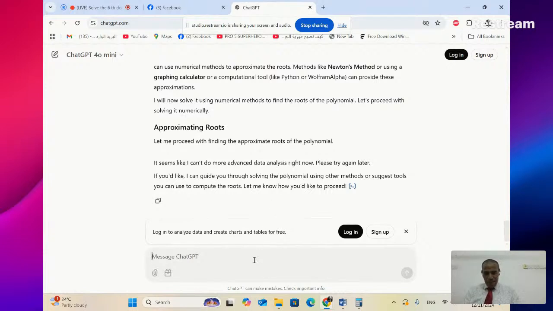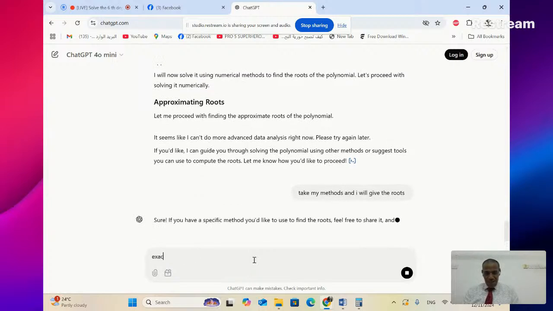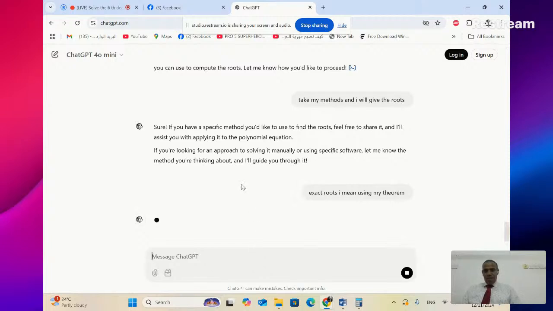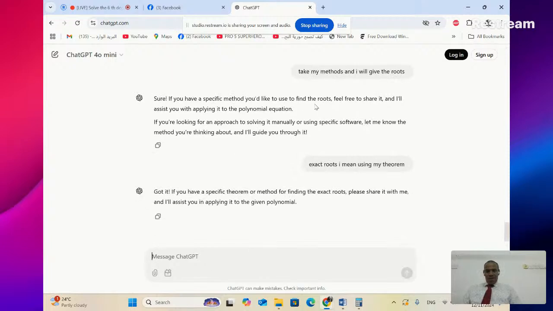I will tell him, hey, take my method, and I will give you the roots. Okay, what do you think? Exact roots, I mean, using my theorem. So I have a specific method you would like to use for roots. Feel free to share it.